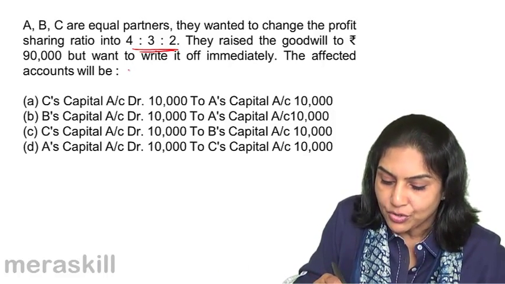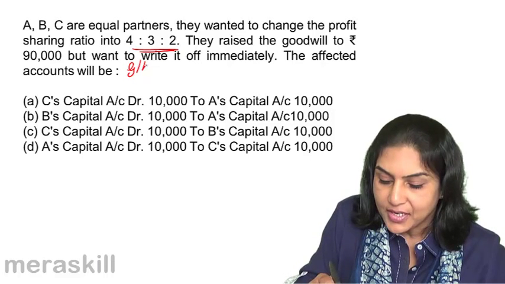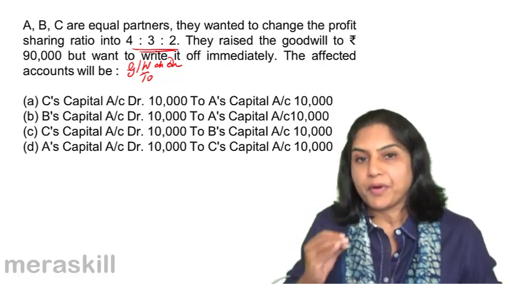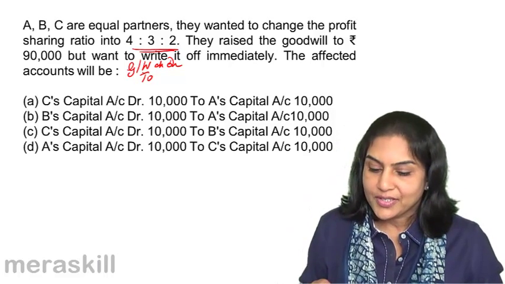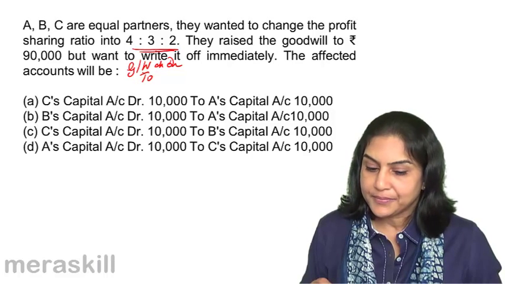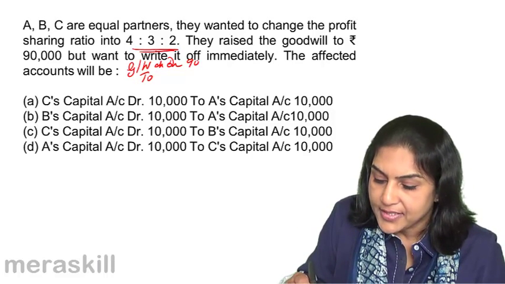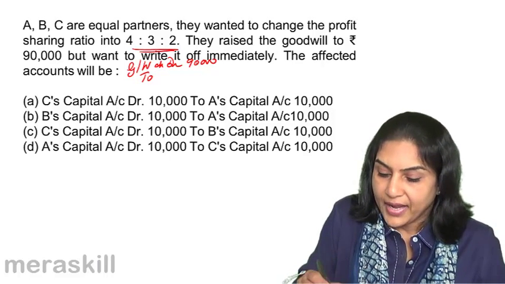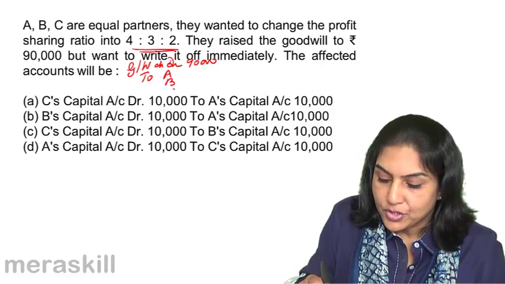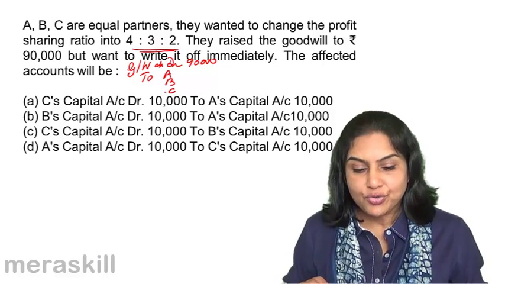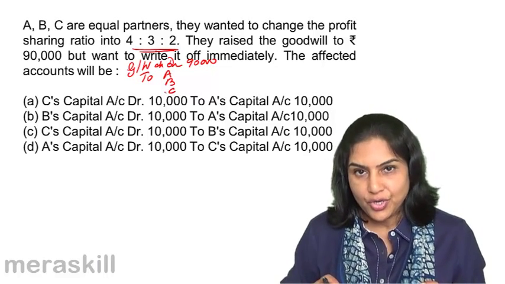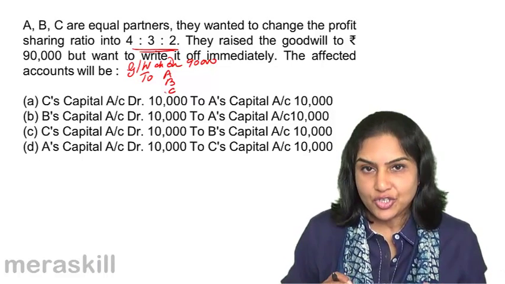If we raise goodwill, the entry is goodwill account debit to old partners in old profit sharing ratio. So what is that? Goodwill account debit. In this example, it is 90,000 to A, to B, to C. Mind you, in this case, there is no admission. There is a change in the profit sharing ratio. There is still a reconstitution.